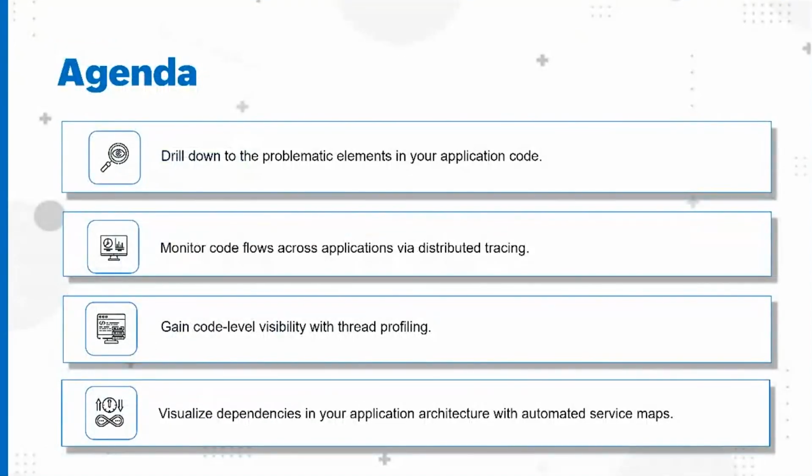And quickly, let's check today's agenda. Drill down to the problematic elements in your application code. Monitor code flows across applications via distributed tracing. Gain code level visibility with thread profiling. Visualize dependencies in your application architecture with automated service maps.